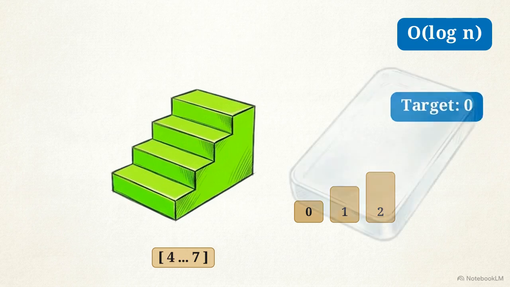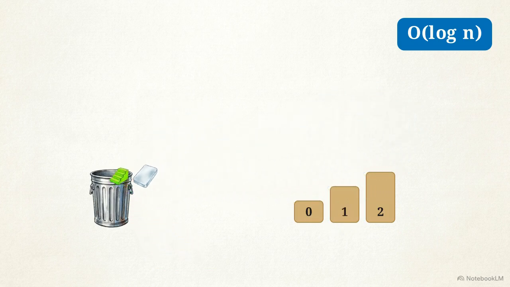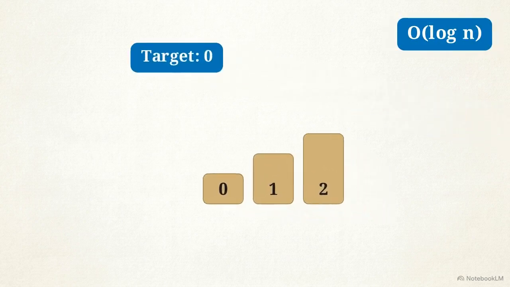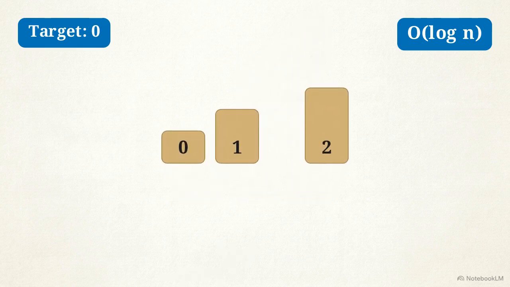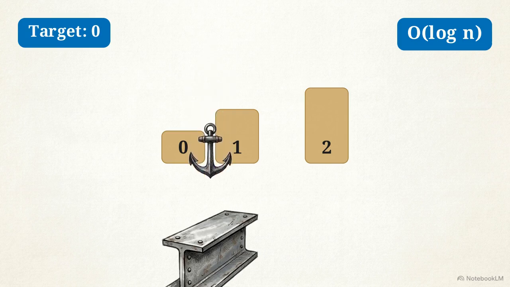Our strategy is to identify which side is that clean staircase. Once we find it, we check if our target value is within those specific sorted bounds. If the target isn't there, we know for certain it must be in the messy half, allowing us to throw the entire staircase away. This logic keeps the O(log n) complexity intact. We are still halving our search space every time. We just use the sorted half of the array as a reliable anchor to decide where to move.